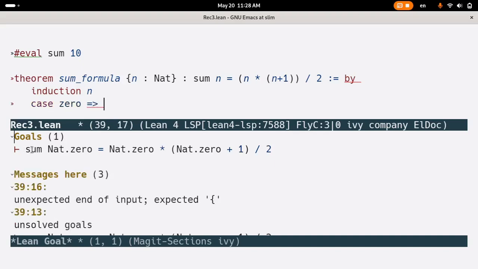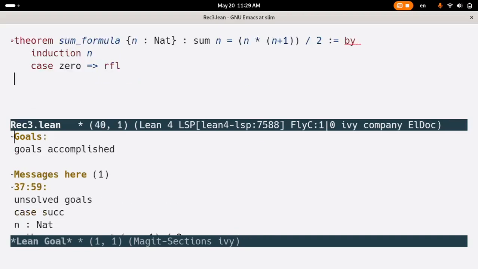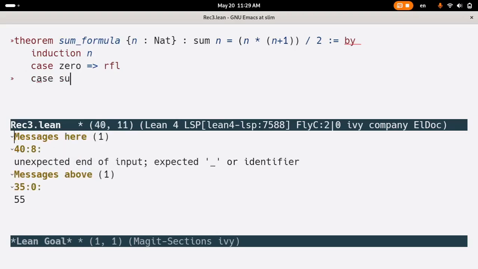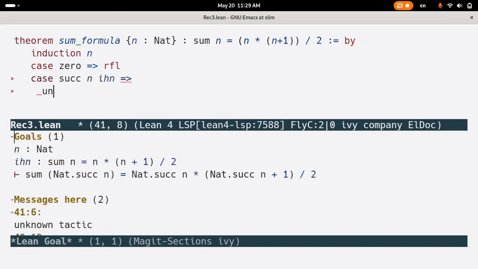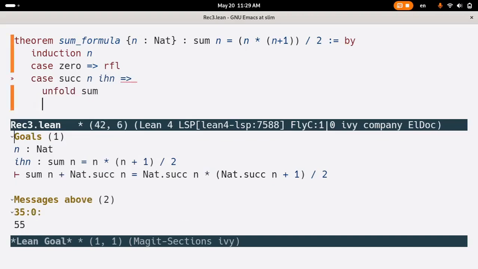In the 0 case, we have to prove that sum 0 is equal to 0 times 0 plus 1 divided by 2. So both the left and right hand sides are 0, and Lean can observe this if you give it the RFL tactic. In the inductive case, we have access to n, the previous natural number, as well as IHN, which is the inductive hypothesis, which holds for n.